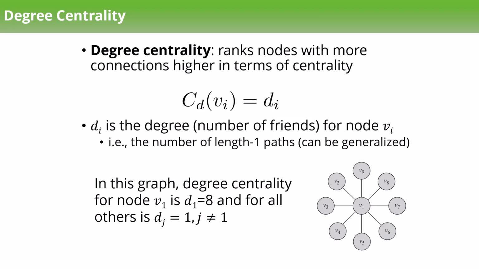Degree centrality ranks nodes with more connections higher. If a person has more friends, that person gets a higher degree centrality. A has 8 friends, B has 3 friends, C has 5 friends. So A will have the highest degree centrality. For the degree centrality example, look at the graph. Here V3 has 5 degree, so other nodes have lower degrees. The node with degree 8 has more direct connections and therefore receives a higher degree centrality value.